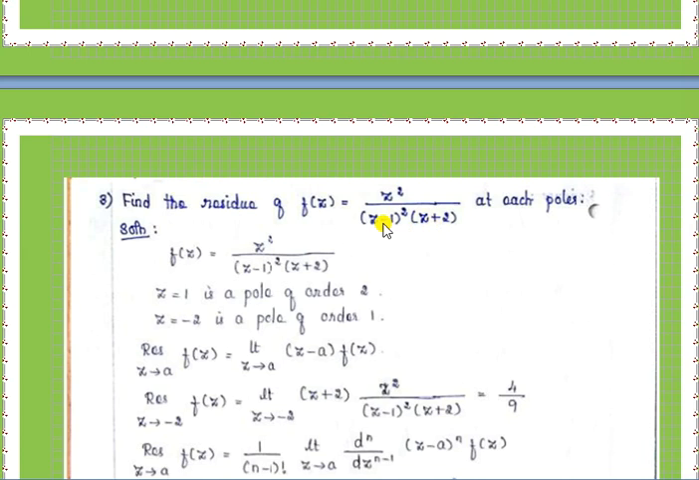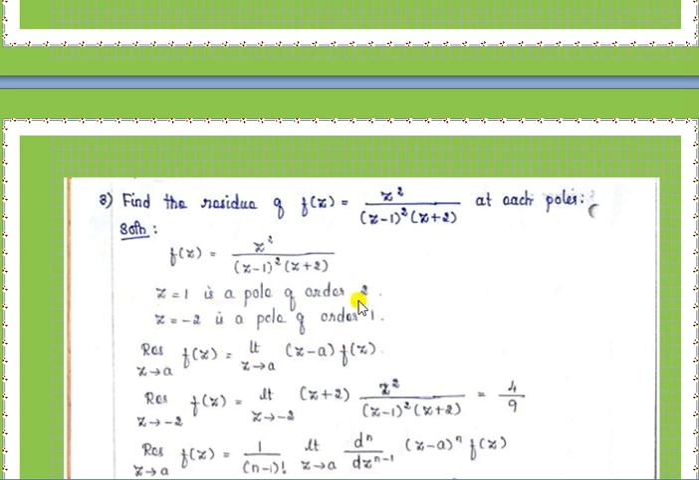In the first term, I am getting the pole is 1, because 1 minus 1 is 0. So therefore, 1 is the pole, but the order is 2. In the second term, I need to replace minus 2 for making the denominator 0. So therefore, minus 2 is the pole, order is 1. So take those 2 poles, z equal to 1 is a pole of order 2 and z equal to minus 2 is a pole of order 1. I am going to find out the residue for 1 by 1. So first I am going to find z equal to 1.